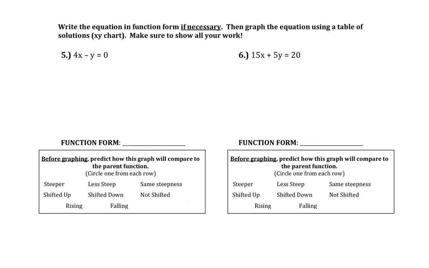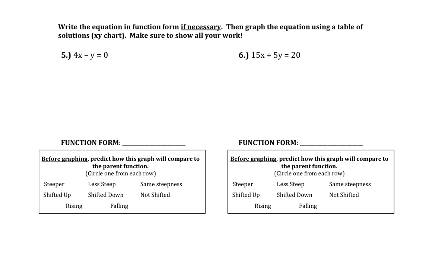All right, let's take a look at number 5 together. You will see that there are a lot of steps to number 5, but we're going to work it through one step at a time so that you see exactly what to do. The directions say to write the equation in function form if necessary, meaning it could already be in that form. Most of them you're going to have to move. Then graph the equation using a table of solutions, that's an XY chart, and make sure to show all of your work.